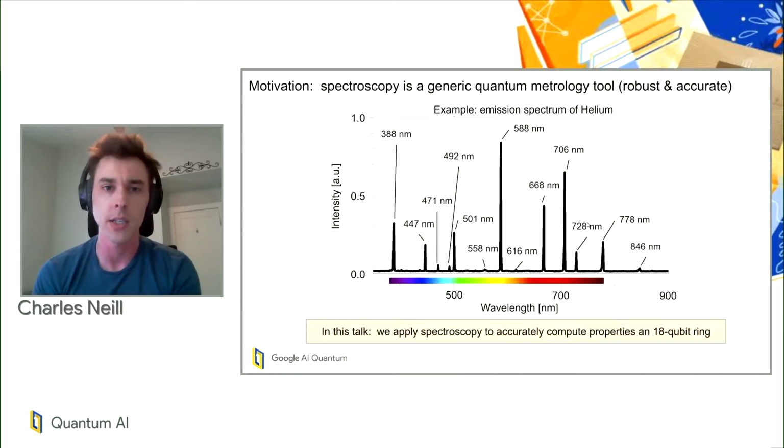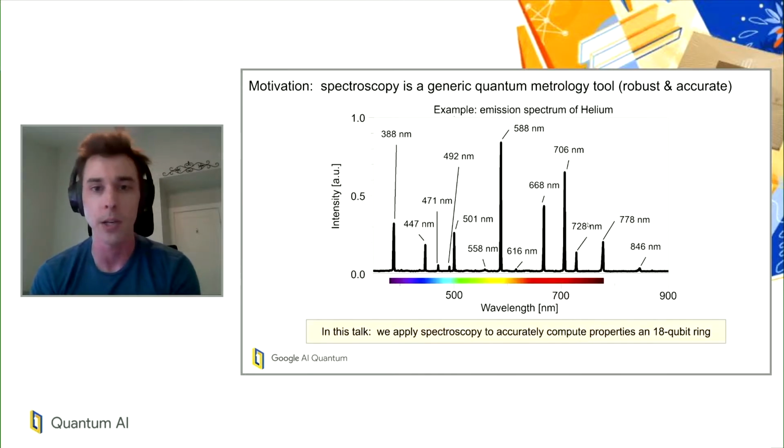So let me go over an example here, which is the emission spectrum of helium. Right, so how do they run this experiment? They take a tube of helium gas, they take a laser, they shine it at the tube, and they look at how much light gets reflected off, and they record that with a camera.